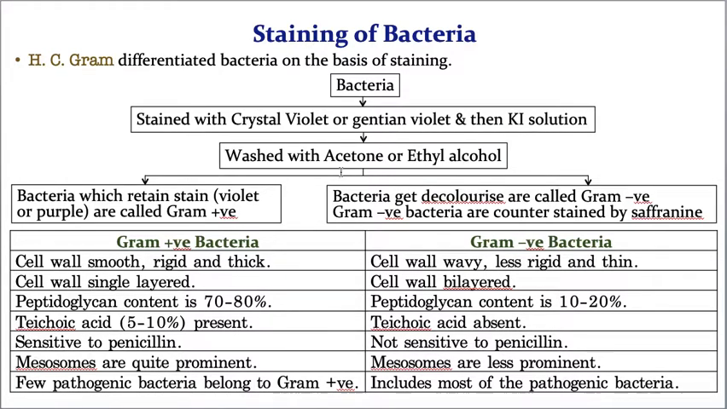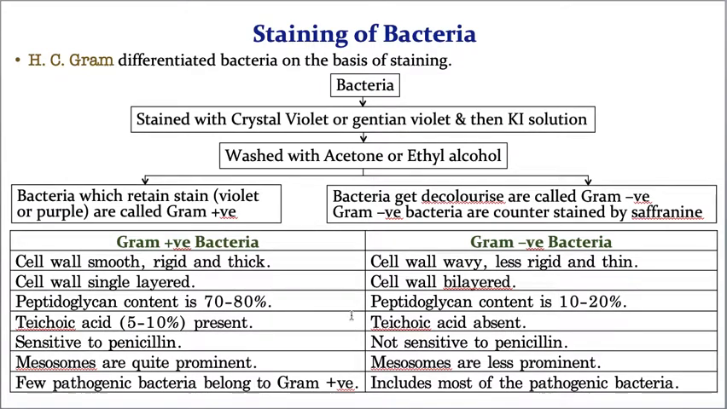Then if the bacteria remains violet in color, that bacteria is called gram positive bacteria. Whereas if they become decolorized, then that is called gram negative bacteria. Now you understood? Very simple. After staining, the bacteria which remain violet in color are called gram positive. The bacteria which decolorize are called gram negative bacteria. Now you understood? Then what is the difference between gram positive and gram negative bacteria?